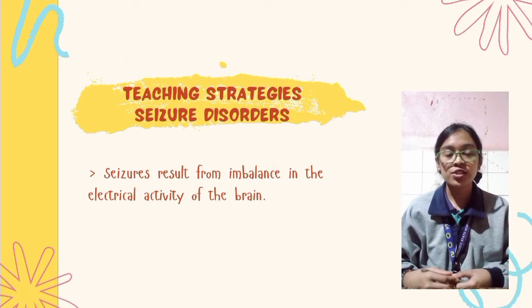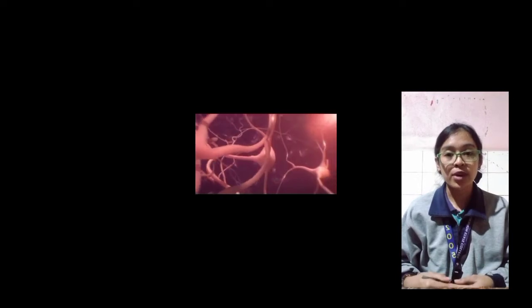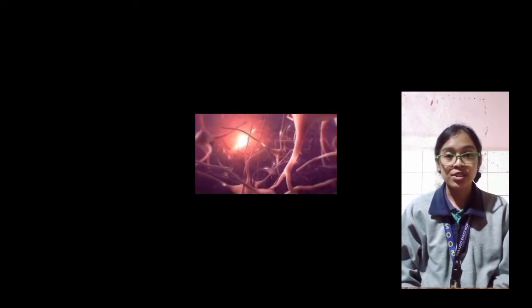Teaching strategies for seizure disorder. Seizures result from imbalance in the electrical activity of the brain. Our brain is made up of billions of neurons that communicate with one another by sending and receiving electrical impulses. So, a seizure happens when there is an abrupt, abnormal electrical activity that briefly disrupts normal brain function. Behavior, sensation, movement, or consciousness changes may result from this additional activity. Causes of seizures remain uncertain. There is evidence that brain injuries and tumors may give rise to seizures.